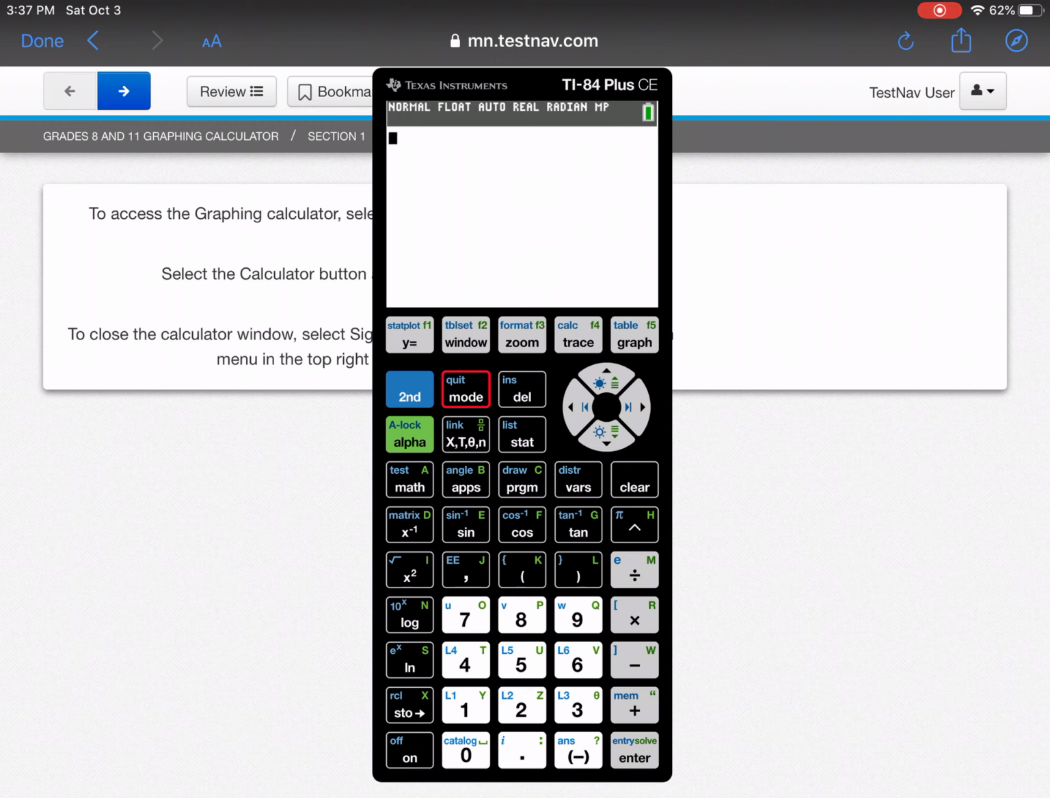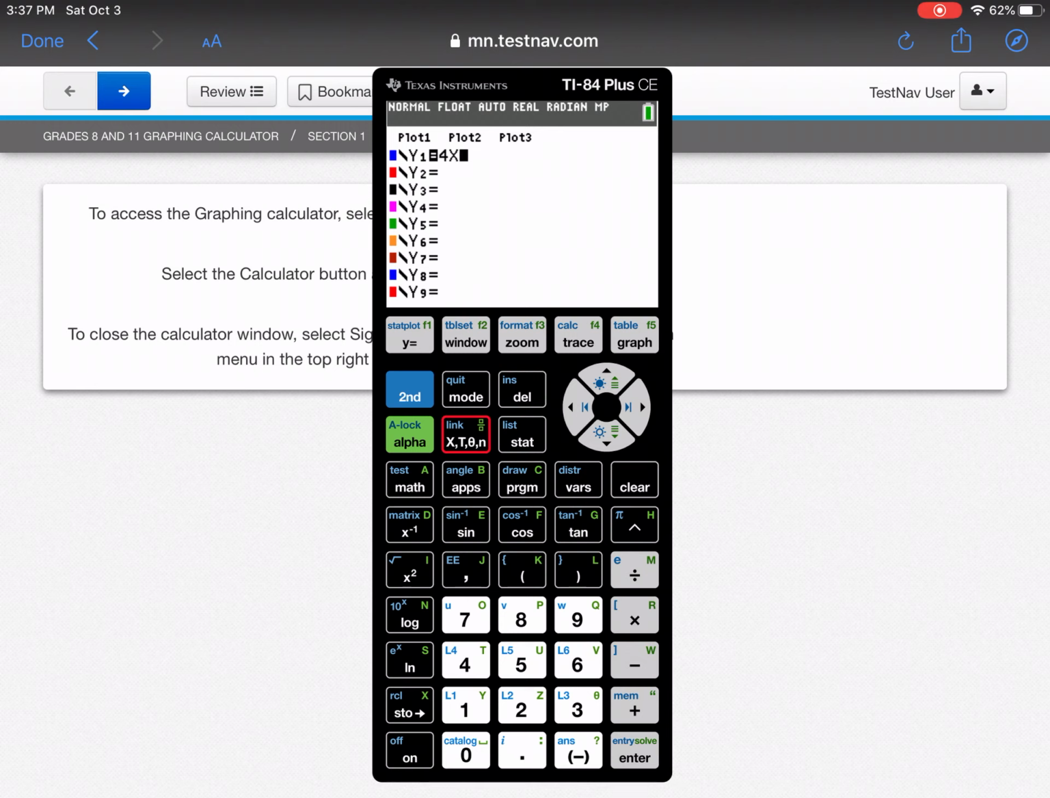On your graphing calculator, you want to press y equals, and we're going to enter those two equations in there. I've already got these in here, but we're going to talk about how you enter them. On the first line, we want to enter that first equation, which is 4x, and the x button is right next to the alpha button.